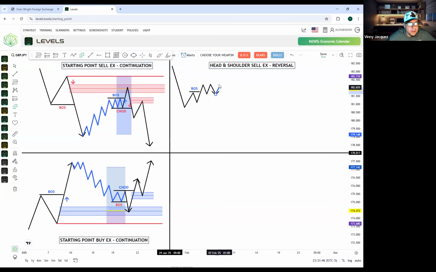The market clears the liquidity. Let me just clean that up. I don't like how this looks.